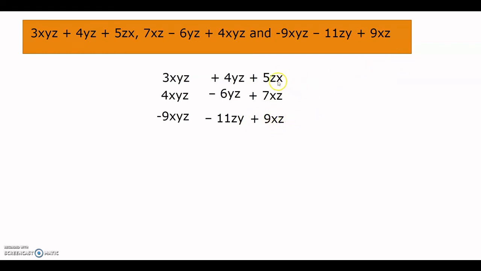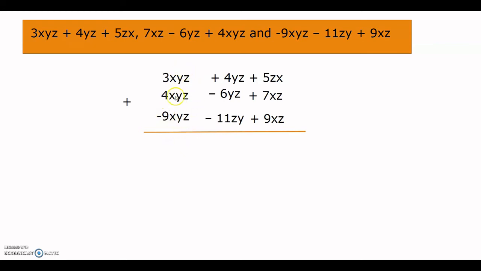Same here. In our first set of trinomials, we have 5zx, and now here we have xz. So they are still like terms because they have the same variables. Variables means the letters together with the coefficients or any variables. Not only x, it can be a, b, c, whatever variables you want to use. It's okay, it's still variables. Then we will continue to addition.